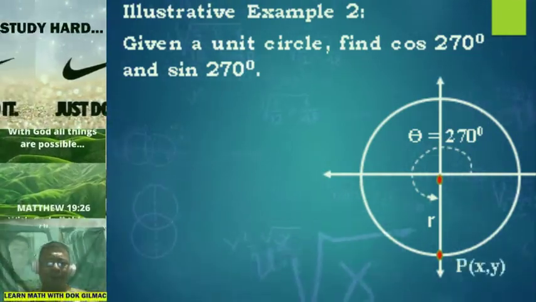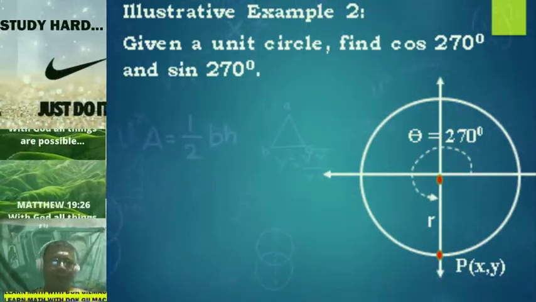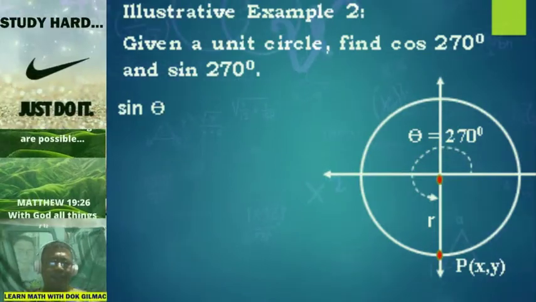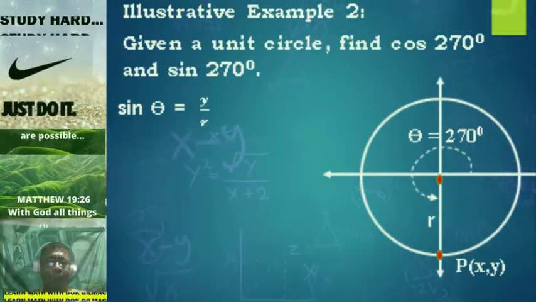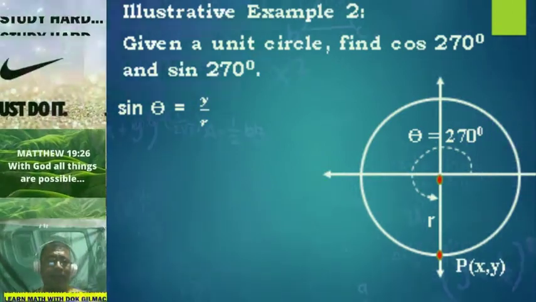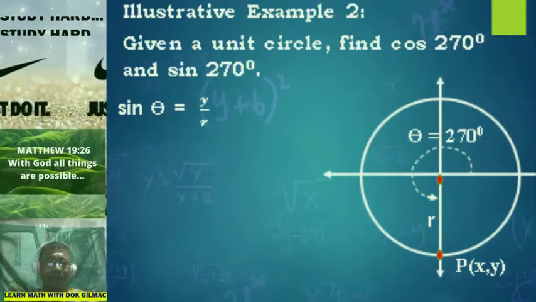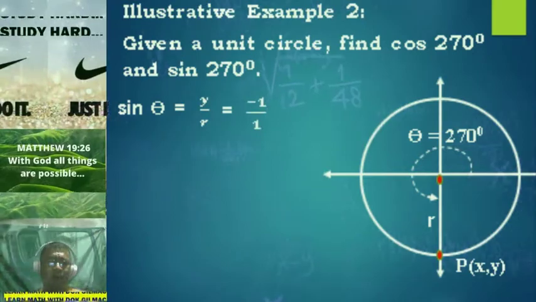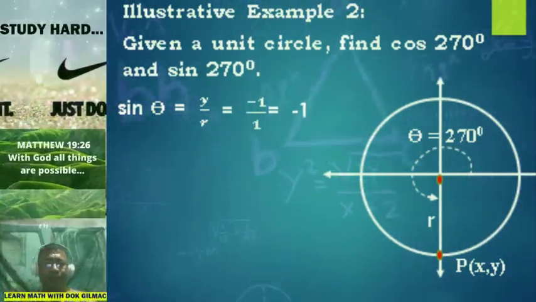So using the given definition, class, for us to determine the coordinates of P of xy, sine theta is just equal to y over r. Take note that y is negative 1 and the radius is equal to 1. So just substitute the given values here. Negative 1 over 1 is simply equal to negative 1.